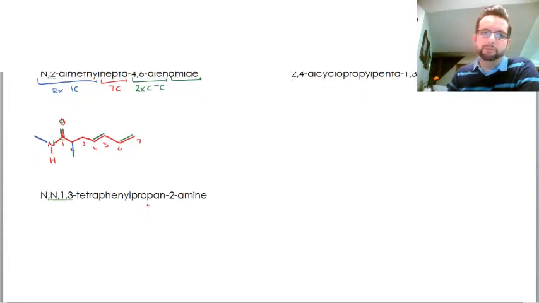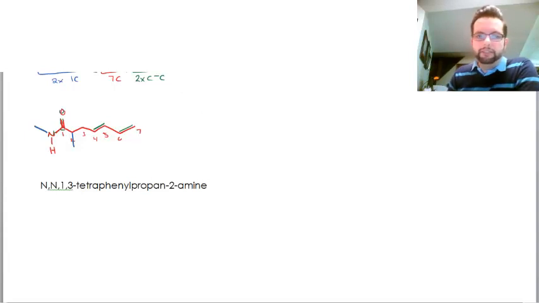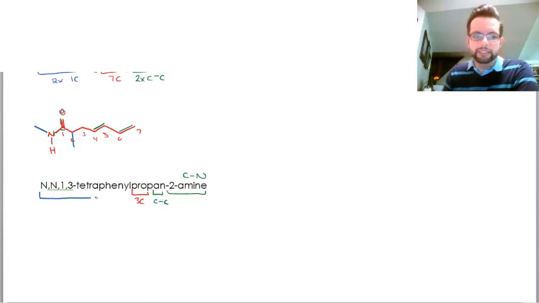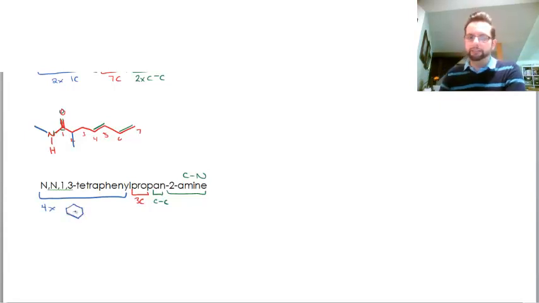Look at this example now. This one's more complex. Again, start from the right. Look at your suffix, amine. Well, that means this is a carbon-nitrogen bond. And then if we look at what comes right before it, ane. That tells you that you have carbon-carbon single bonds. And then the root is going to be prop, so I've got 3 carbons. Everything else is your prefix. So I have N,N,1,3-tetraphenyl. That means I have 4 phenyl groups. Remember, your phenyl groups are benzene rings directly attached to your parent chain.